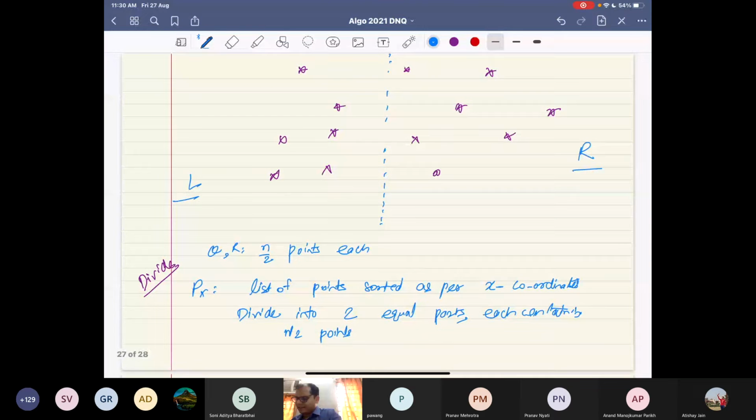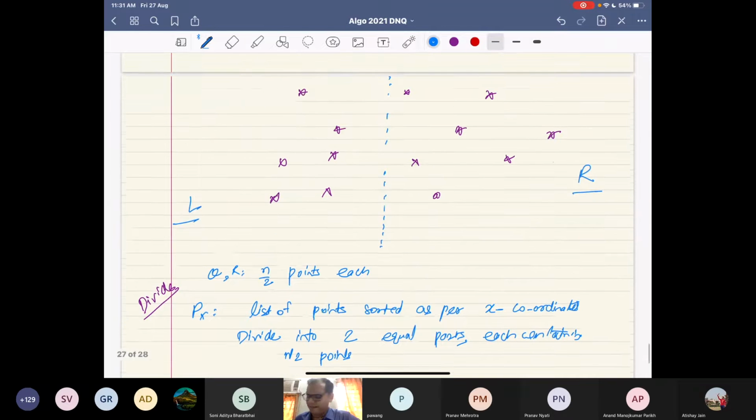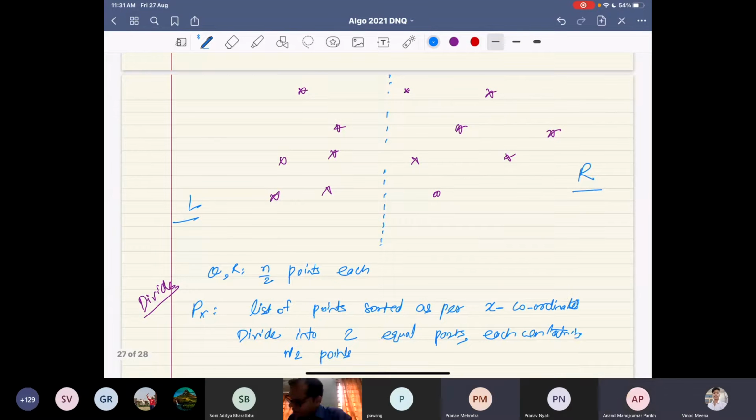Now what is the conquer part? This is the divide. What is the conquer? What is conquer? Simplest thing? Comparison. Recursively do that. Recursively do that. So conquer is fine. But what is combine? So minimum of each part and minimum of all the parts. Right. So conquer is fine. Let's talk about combine.